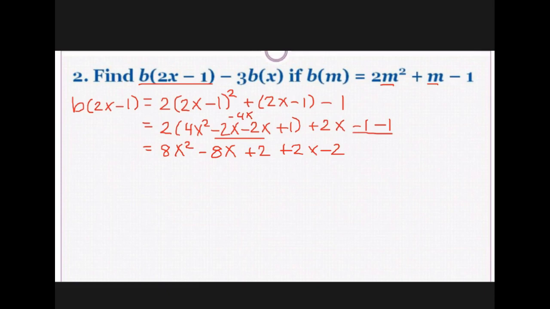So what I'll notice is that positive 2 and negative 2 cancel. And then I can combine negative 8x and positive 2x. So that I get 8x squared minus 6x. And then similarly, I'm going to look at the negative 3bx. So everywhere I had an m, I'm going to make an x, and then I'm going to distribute a negative 3.